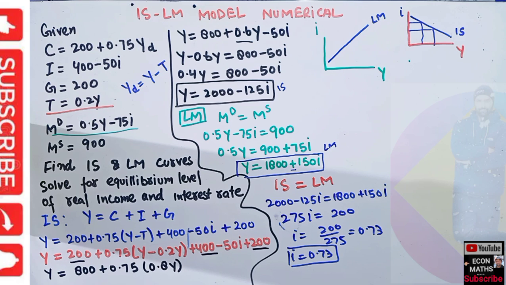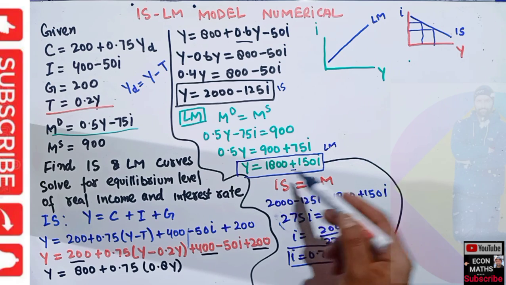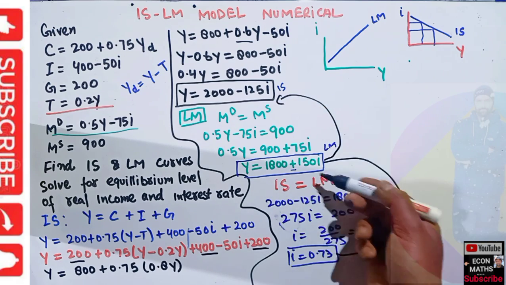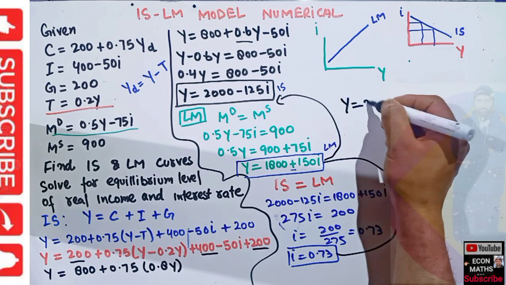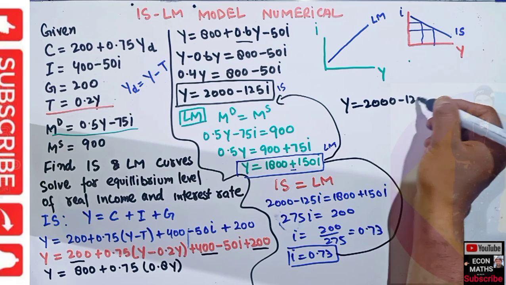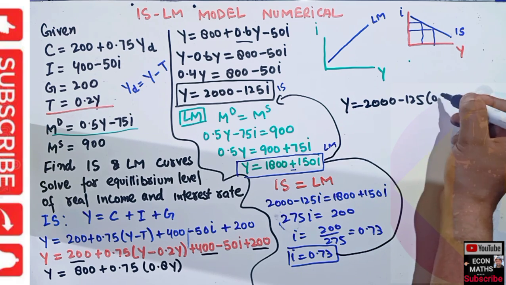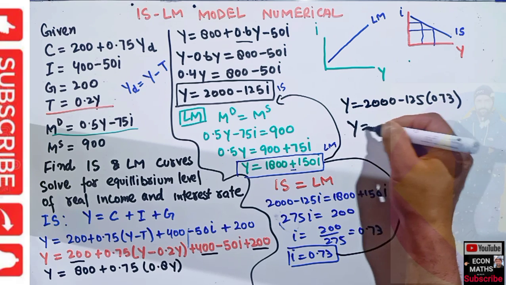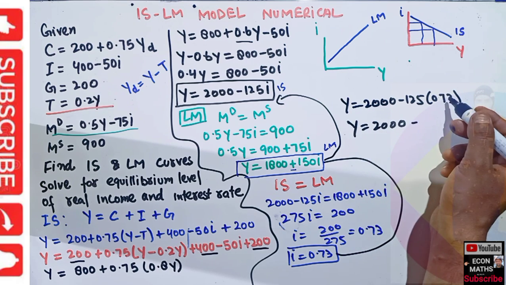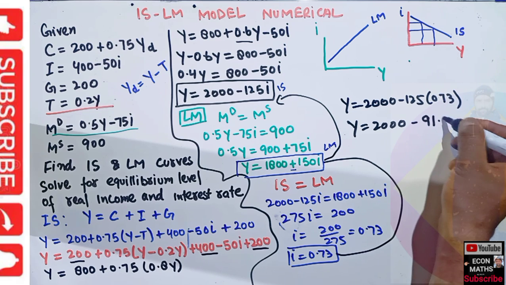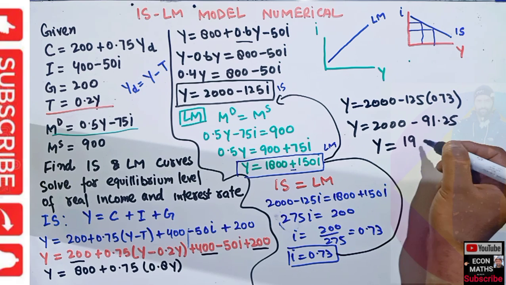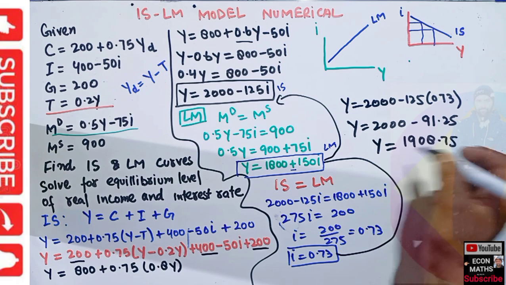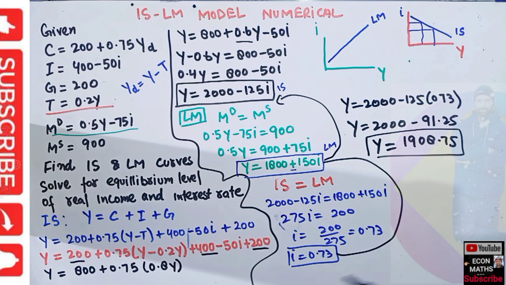To find out the equilibrium level of income, simply plug the value of I equal to 0.73 either in the LM equation or the IS equation. Let's put it in the IS equation. That means our equilibrium level of income y will be equal to 2000 minus 125 times 0.73, which will come out to be 91.25. I have calculated it, and our equilibrium level of real income comes out to be 1908.75. So this is our equilibrium level of income.